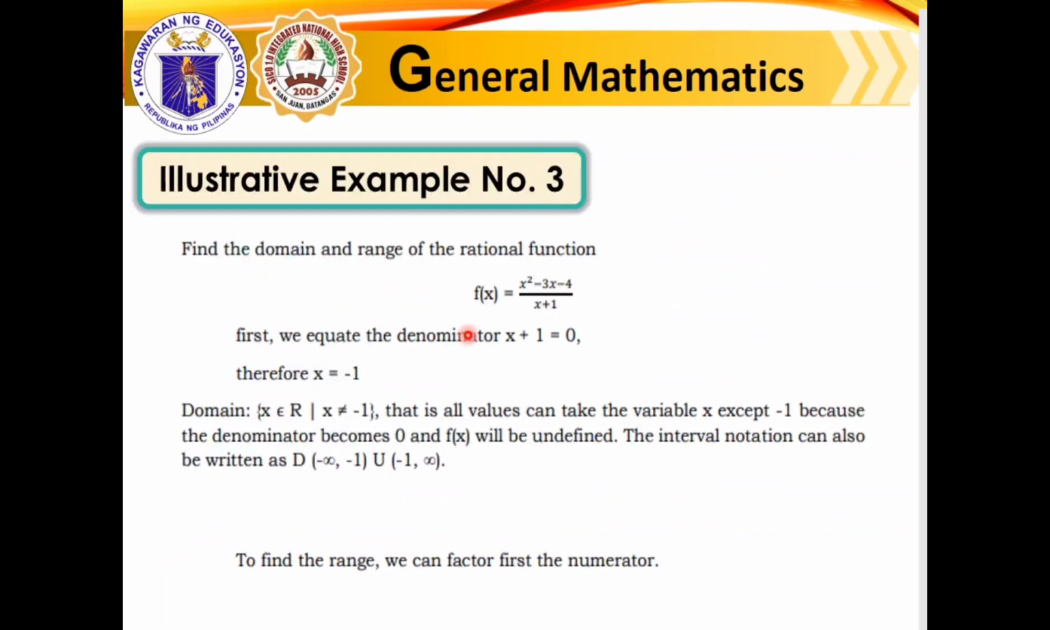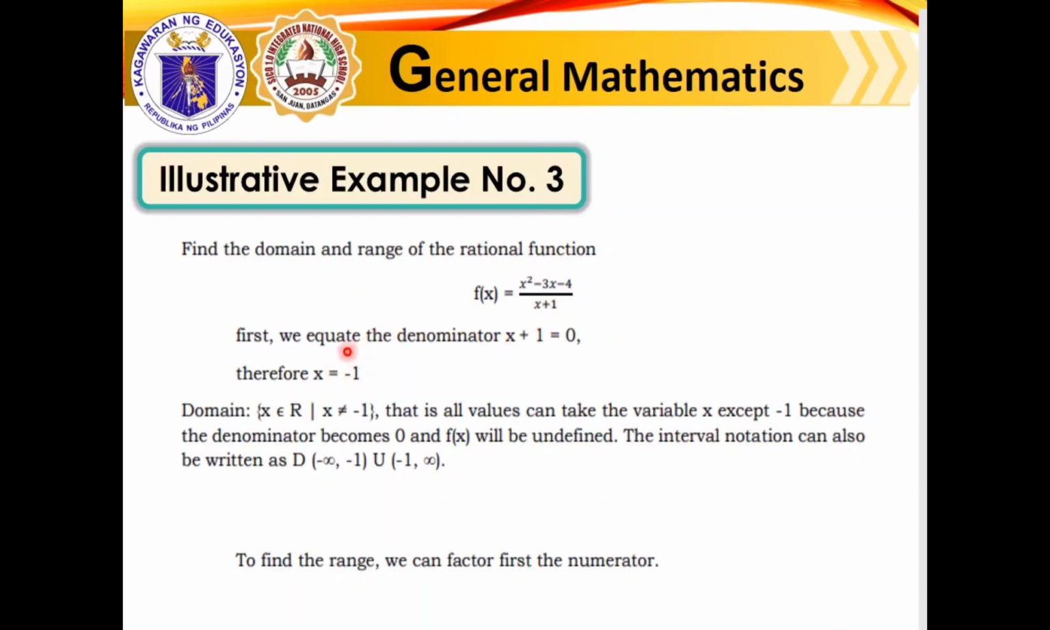Illustrative example number 3. Find the domain and range of the rational function. Function of x equals x squared minus 3x minus 4 all over x plus 1. So our first step is to equate the denominator x plus 1 equals 0. So after equating, the x value is negative 1. So we transpose positive 1 to the right side and it will become negative 1.